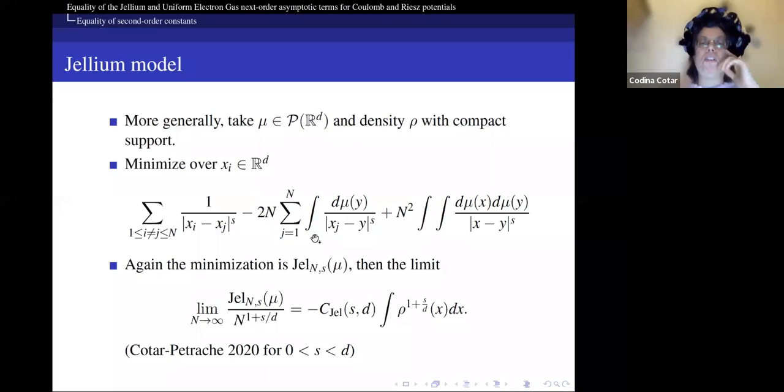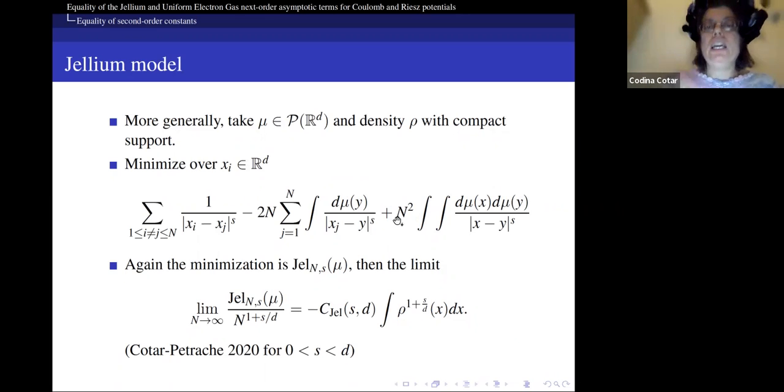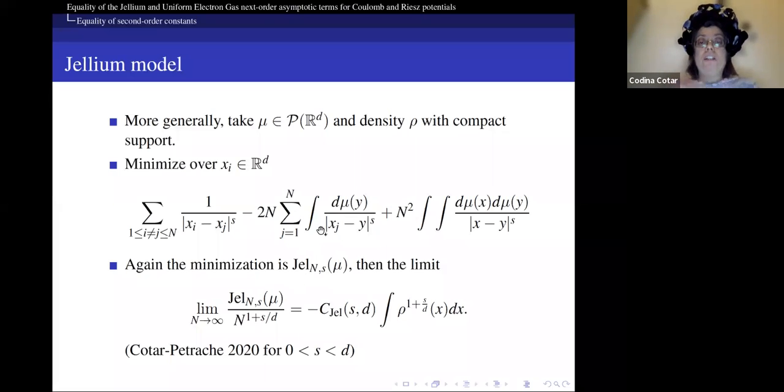So it's no longer of size n, but I'm inheriting some n factors in front of the integrals. And you can basically pass between this problem and the other problem by a factor n to s over d. It's not a big difference. And again, you can give a name to this minimization problem, it's gel n s mu, and you can try to understand what its limit is. And it turns out that if you divide by n to 1 plus s over d, there's a constant which only depends on s and d, and then an integral which looks exactly like the integral we had in the optimal transport problem. Yeah, and this is something that Micha and I have proved in our paper.